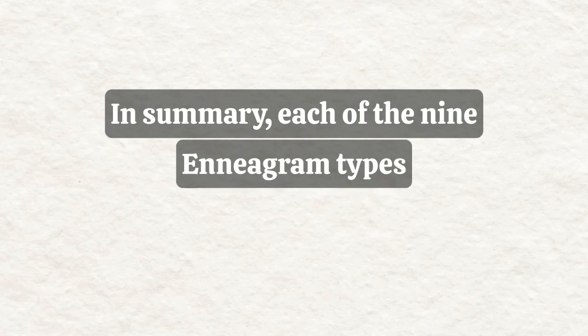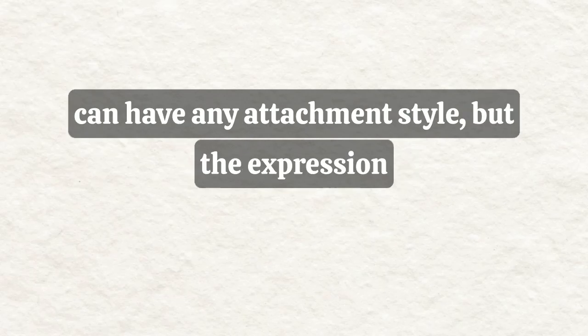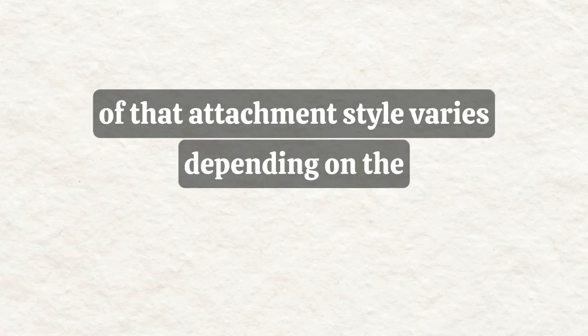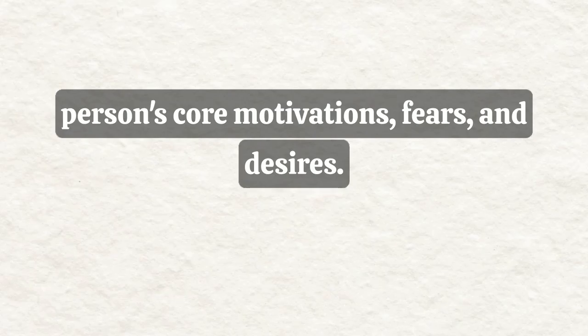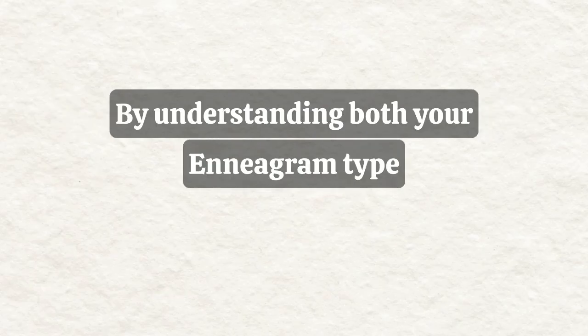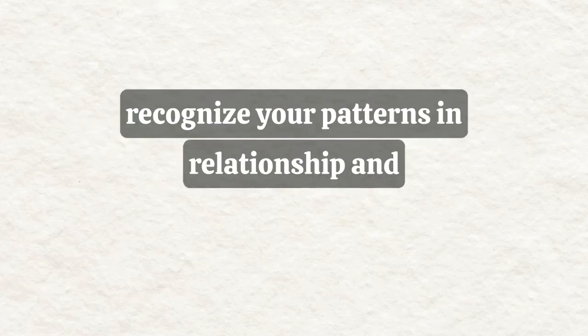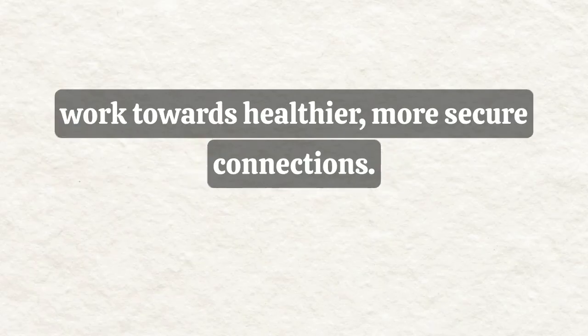In summary, each of the 9 Enneagram types can have any attachment style, but the expression of that attachment style varies, depending on the person's core motivations, fears, and desires. By understanding both your Enneagram type and attachment style, you can better recognize your patterns in relationships and work towards healthier, more secure connections.